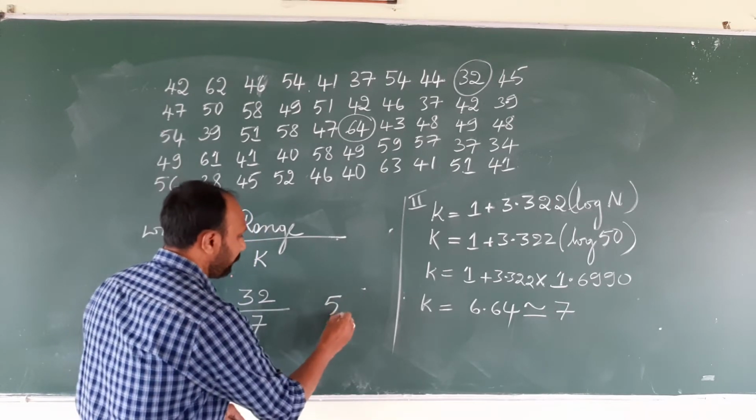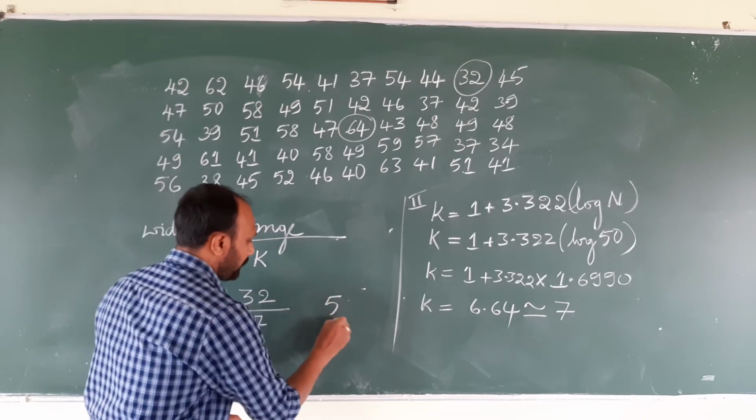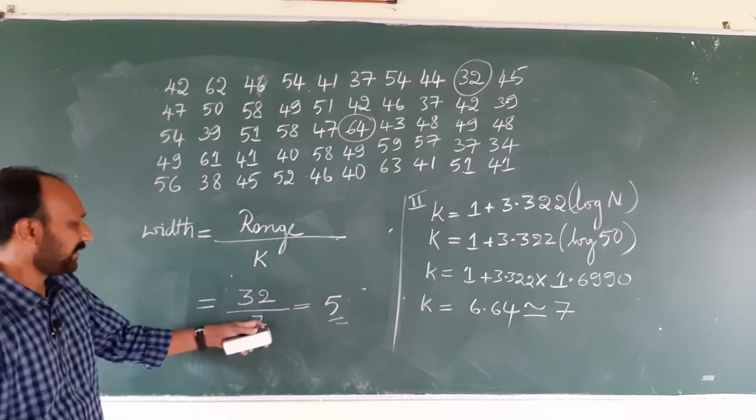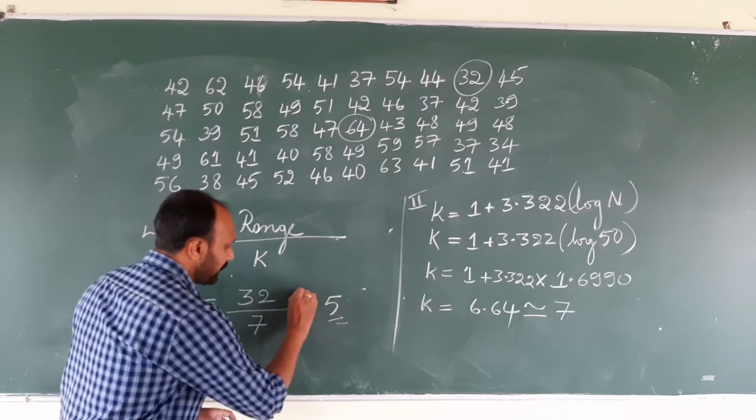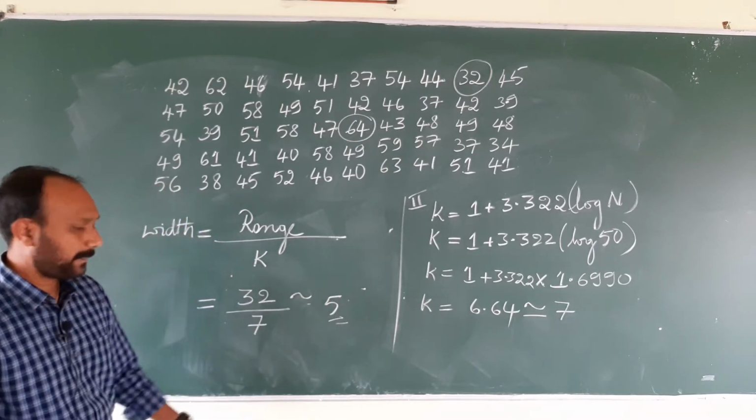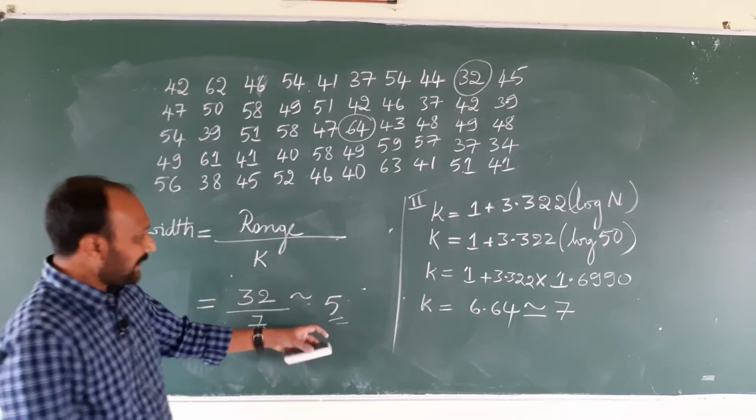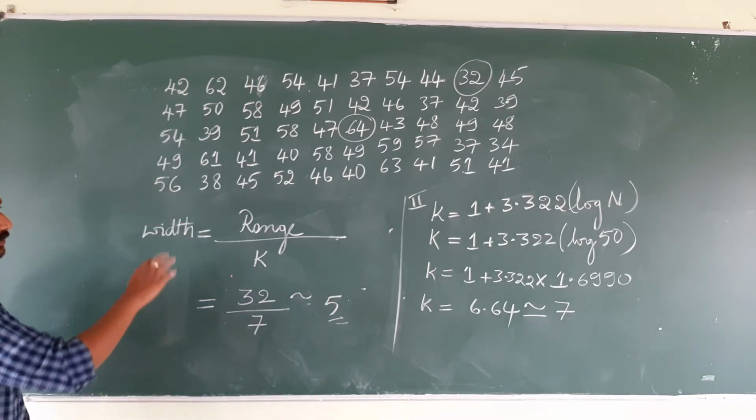Let us go with around 5 width. Okay, width of 5. 7 5s are 35, not exactly. So, let us go with around 5 width. Okay. So, these are the few important things we first need to consider.